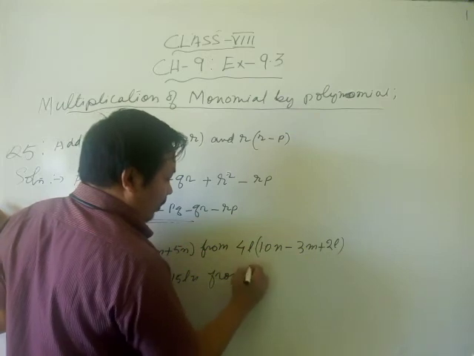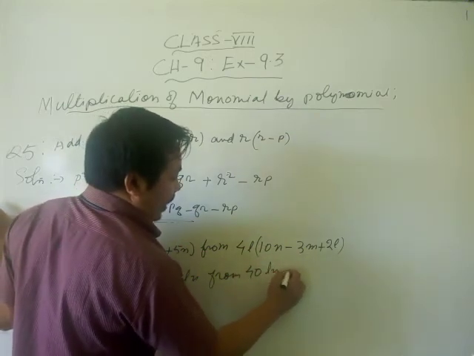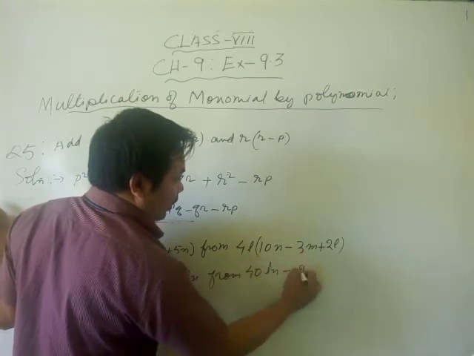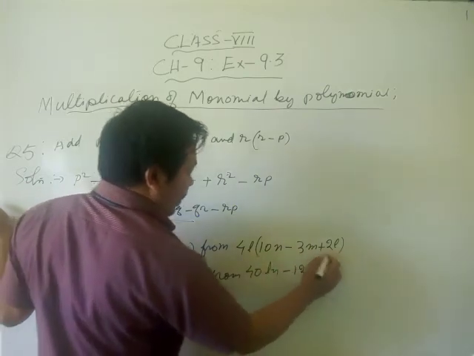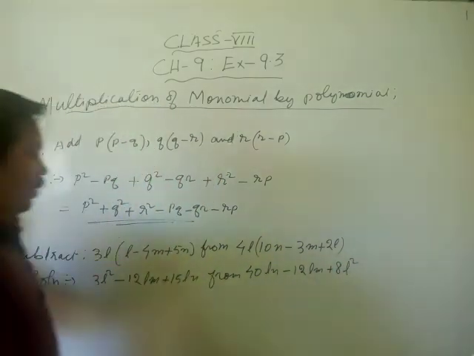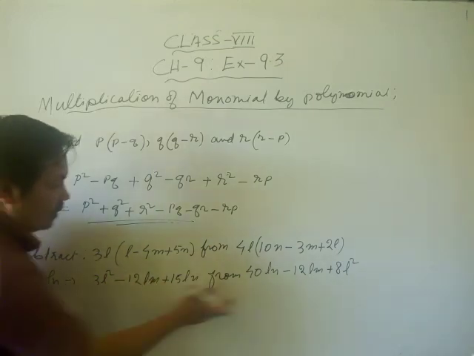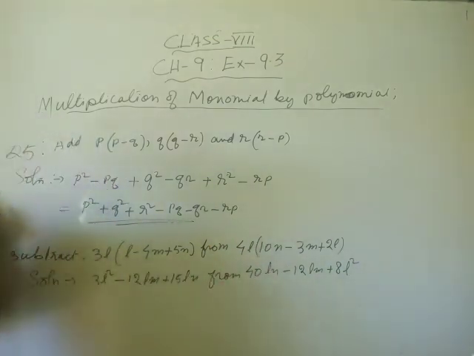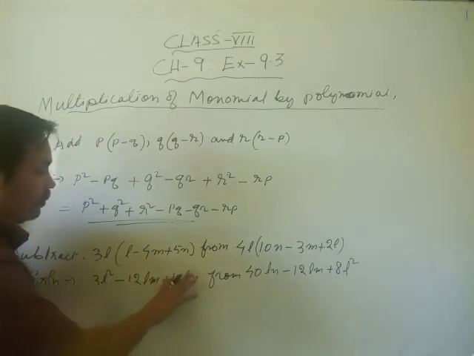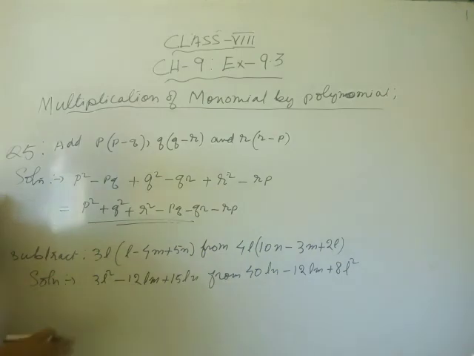4 into n means 40 ln. Then minus 4 3 is 12 ln. Then plus 4 2 is 8l squared. So you are going to subtract the first polynomial from this polynomial. We get two polynomials here, isn't it? So this polynomial is going to be subtracted from the last one. So we have to write this first here.